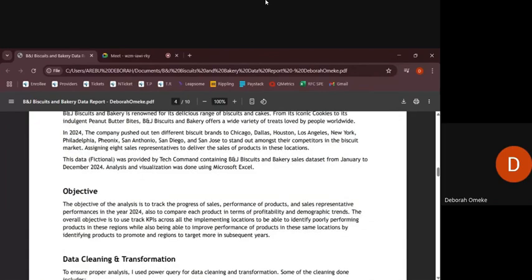So basically the objective is we are to track progress of sales, but also to track the performance of products, the performance of sales representatives, and also to compare each product in terms of profitability. And also to give recommendations on our findings.